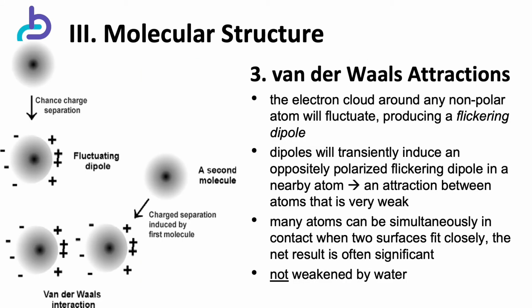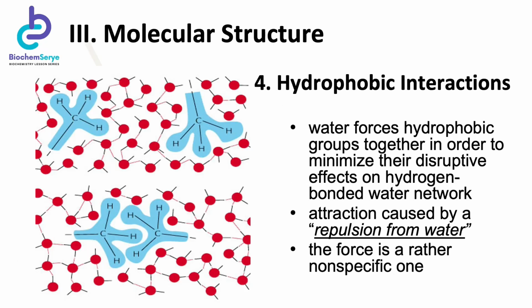To illustrate this further, the electron cloud around any nonpolar atom will fluctuate, producing a flickering dipole. Such dipoles will transiently induce an oppositely polarized flickering dipole in a nearby atom. This interaction generates an attraction between atoms that is very weak, but since many atoms can be simultaneously in contact when two surfaces fit closely, the net result is often significant. Please take note that these so-called van der Waals attractions are not weakened by water.